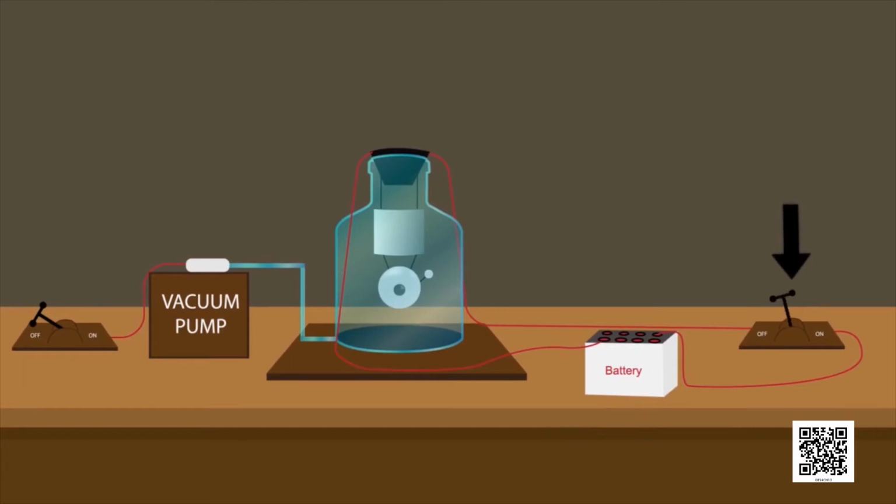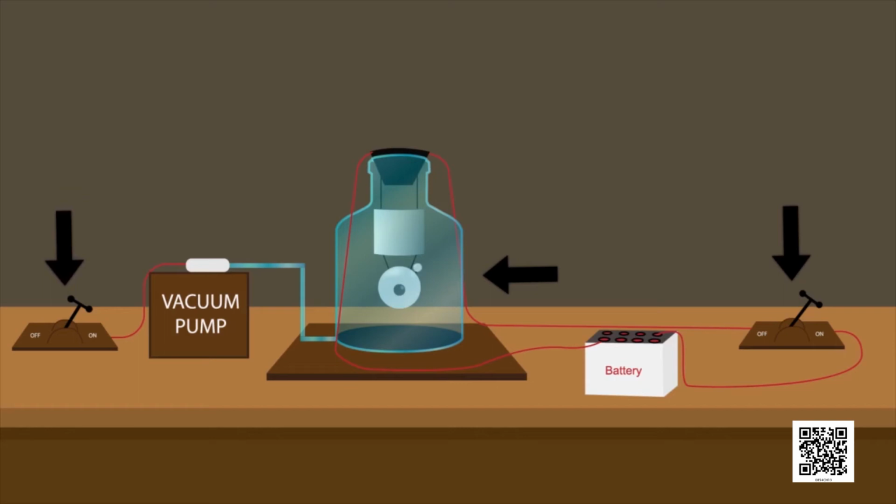Yes, you can see the hammer of the bell striking the gong and you hear the sound of the bell. Now, remove the air from the bell jar with the help of the vacuum pump and switch on the bell too. You will see that as the air is taken out, the loudness of the sound decreases and becomes too faint. Finally, you do not hear the sound of the bell.